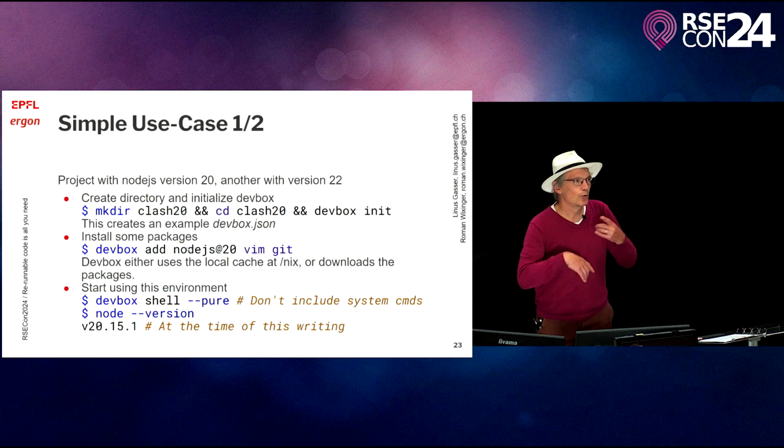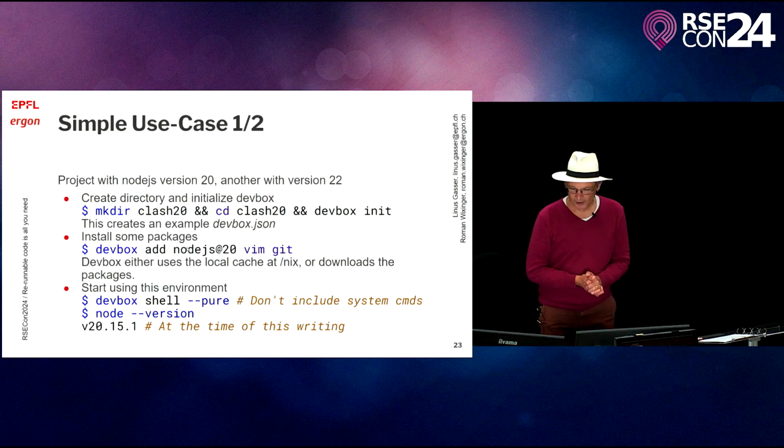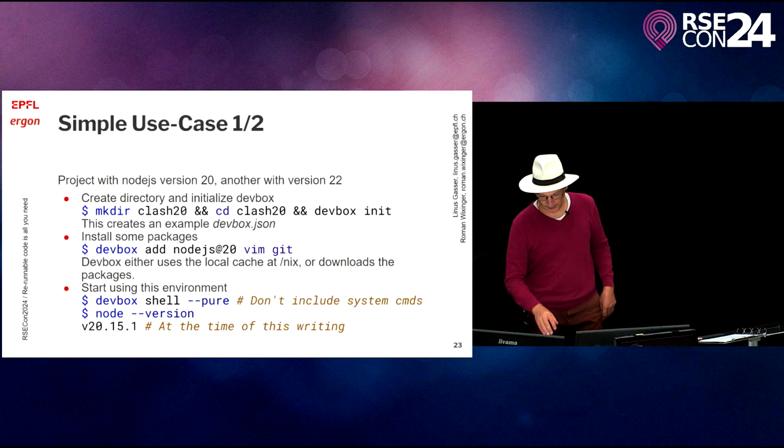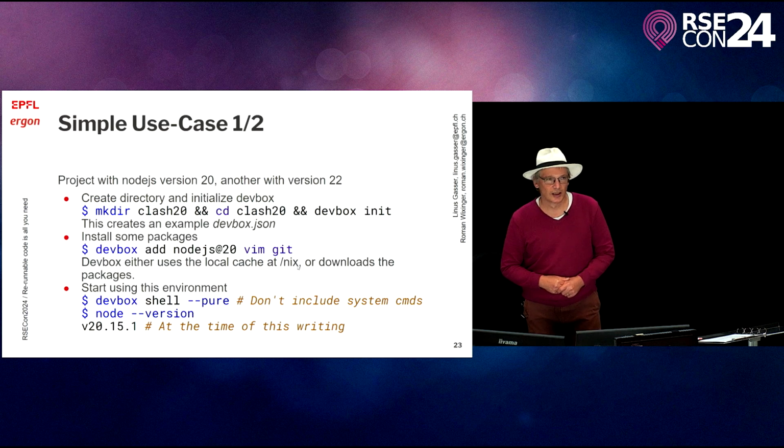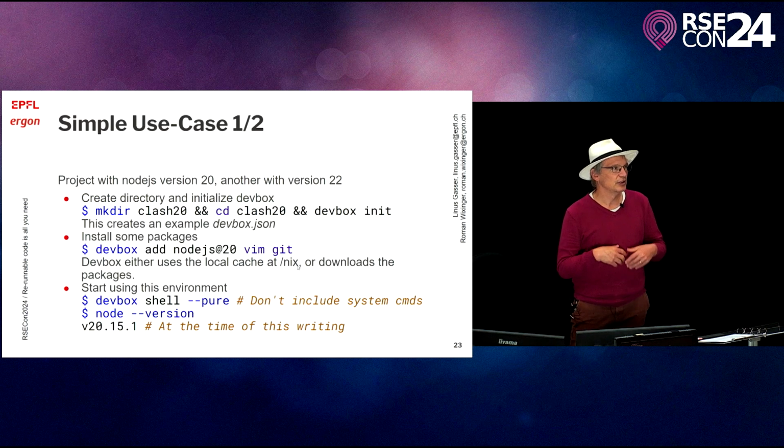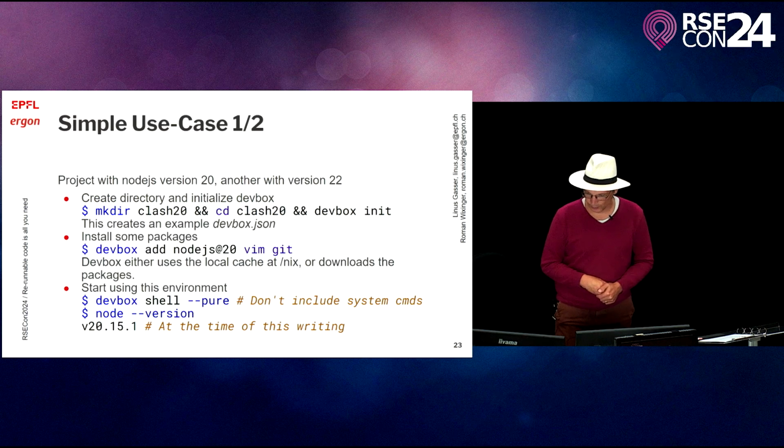Then DevBox churns away and installs all these packages. The packages are installed in the /nix. They are installed globally on the computer. There's also a cache, so if you rerun it, it will take the same packages from there.